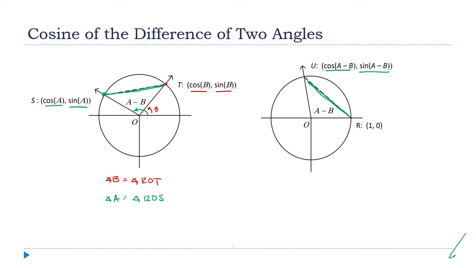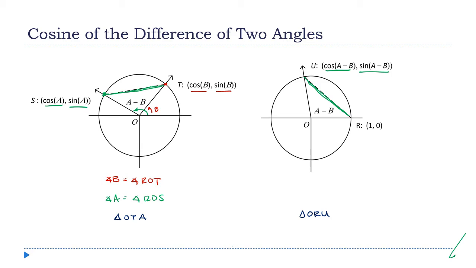Okay, let me point out a couple things. We've got two triangles here. I have triangle OTS over here, and over on the other side, I have triangle ORU. And I want you to notice a couple things about these triangles.